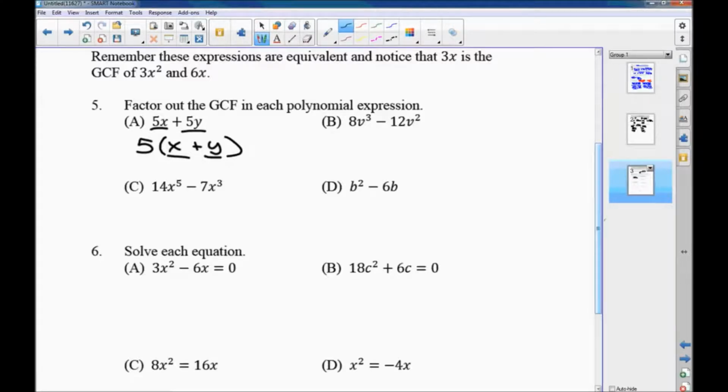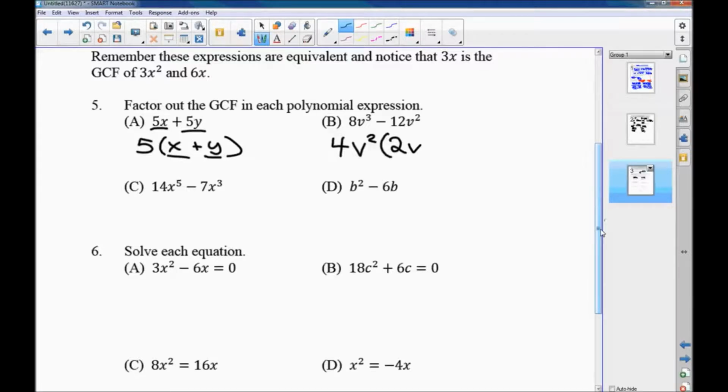All right. So for part B, the GCF of 8v cubed and negative 12v squared. Well, the GCF of 8 and 12 is 4. And then the GCF of v cubed and v squared is v squared. And then let's see what I got left behind. Well, 4v squared times what would make 8v cubed? Well, that's going to be 2. 4 times 2 is 8. And then I need a v squared, but it needs to turn into v cubed, so I need 1 extra v here. And then for our second term, 4v squared times what would make negative 12v squared?